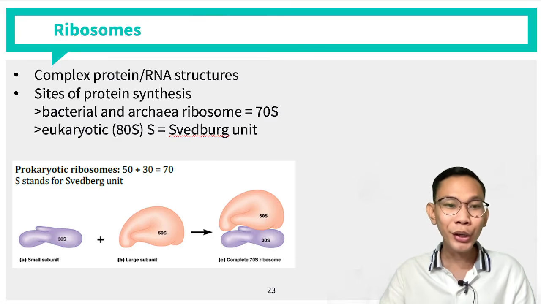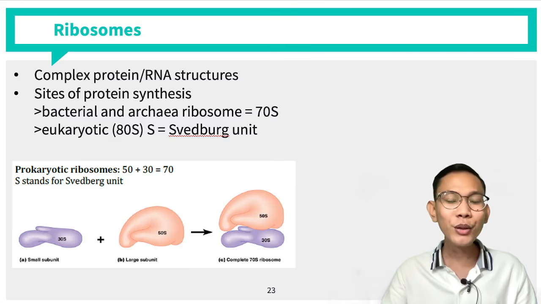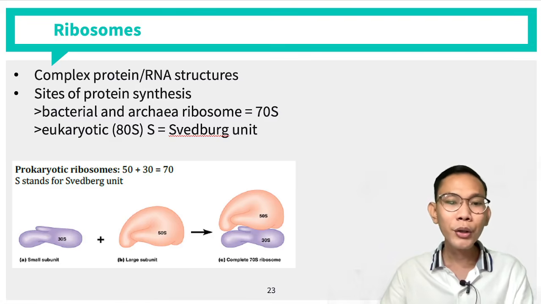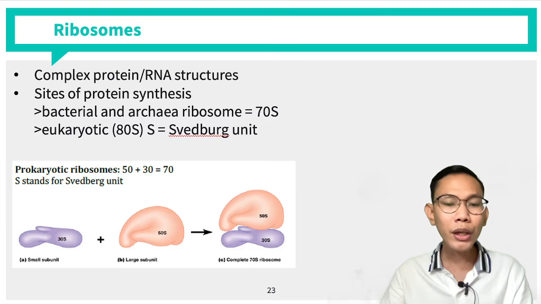Let's talk about your ribosome. Similar to humans, your bacterial ribosome is also a complex protein-RNA structure. It is also a site of your protein synthesis. However, in comparison to a human or animal ribosome, the complete bacterial ribosome is 70 Svedberg, while the complete ribosome of your eukaryotic is 80 Svedberg.